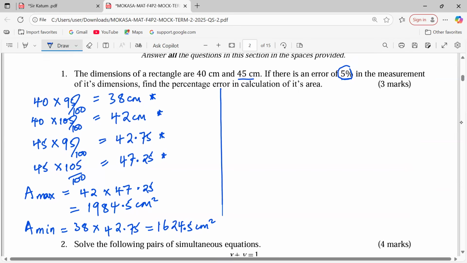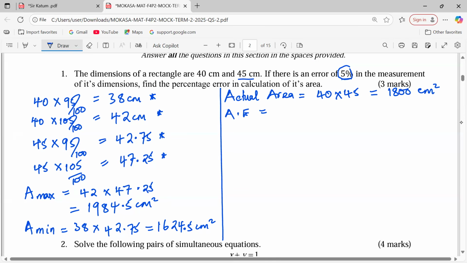With all that, we can proceed to the actual area. Actual area is also called the working area, whereby we need to compute the area now using the dimensions just as they were captured. So 40 by 45 to give us 1800 square centimeters. Now with this, we can talk about absolute error in the computation of these areas.